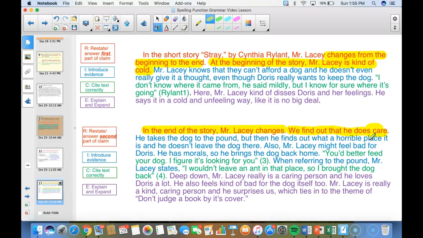And then now he's going to explain and expand. Deep down, Mr. Lacey really is a caring person, and he loves Doris a lot. He also feels kind of bad for the dog itself too. Mr. Lacey is really a kind, caring person, and he surprises us, which ties into the theme of don't judge a book by its cover. So this writer really, again, did some more sophisticated writing by giving us a last sentence that ties into a theme, a universal theme that we could adapt in our own lives, or it could be applied to any other text.